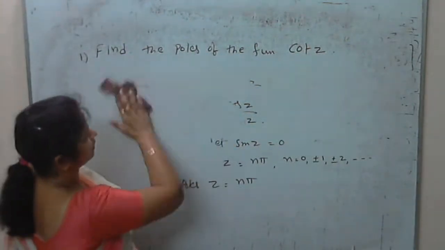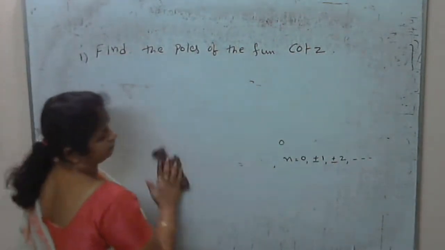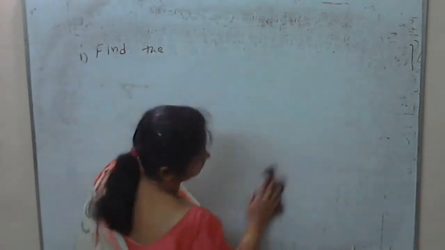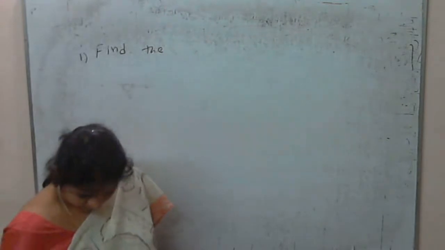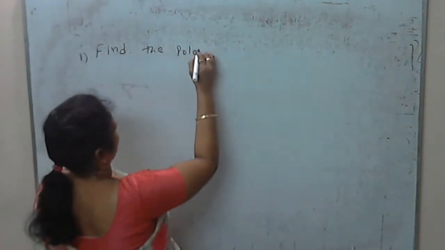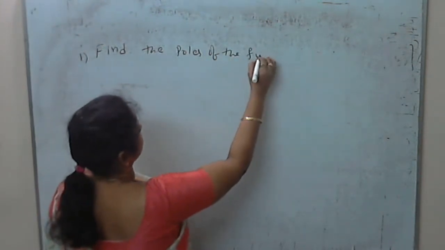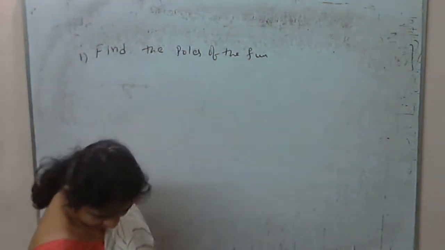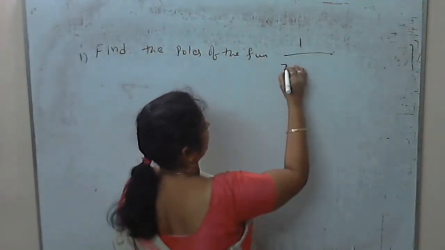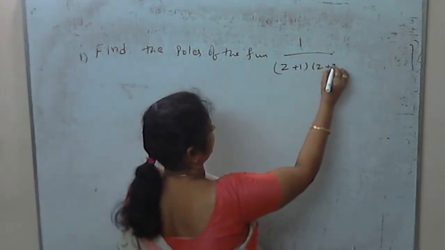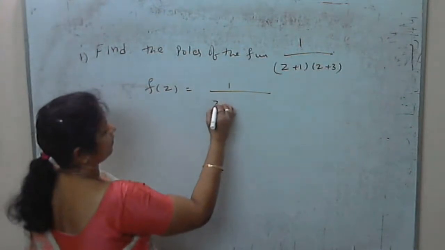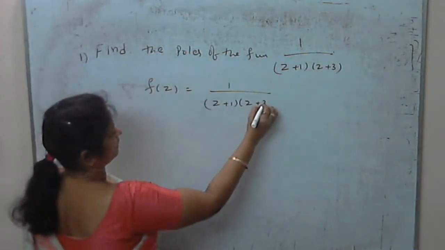Next, let us go to another example. Find the poles of the function 1 by (z plus 1) into (z plus 3). So now the given function is f of z equal to 1 by (z plus 1) into (z plus 3).